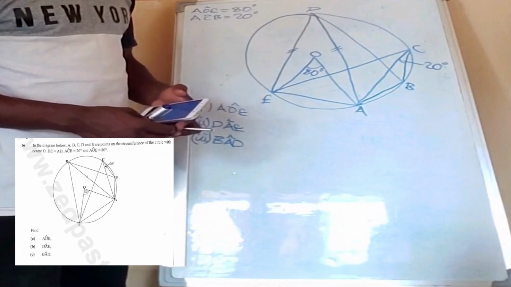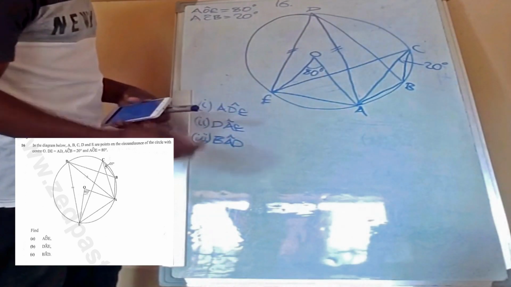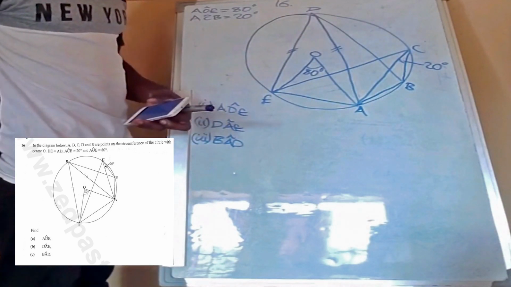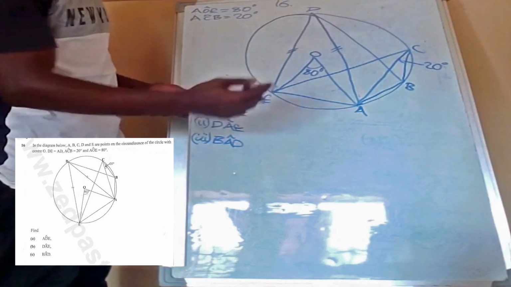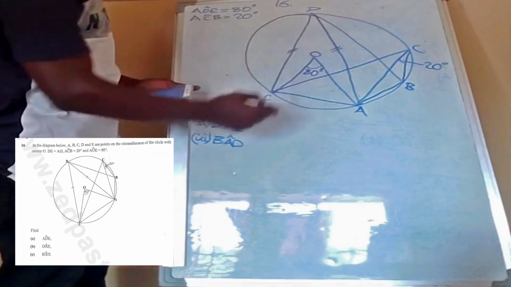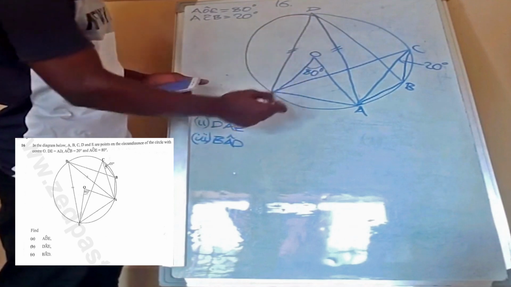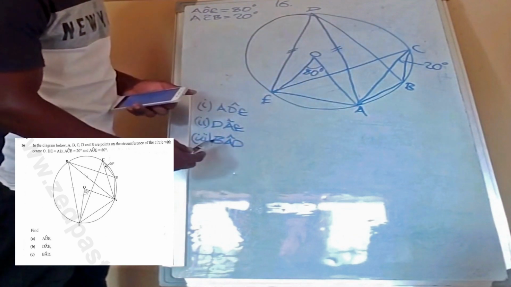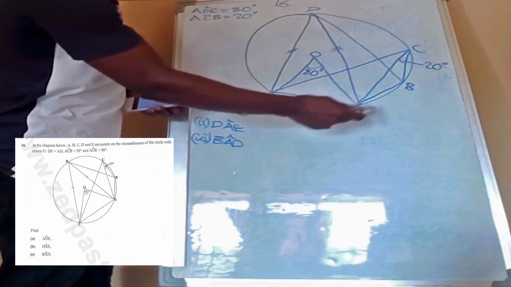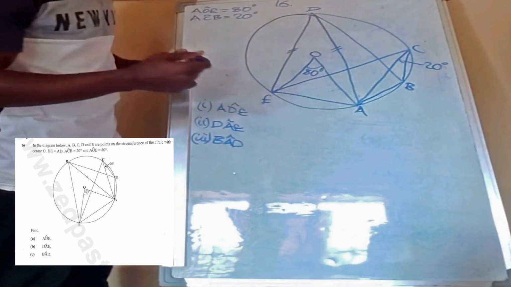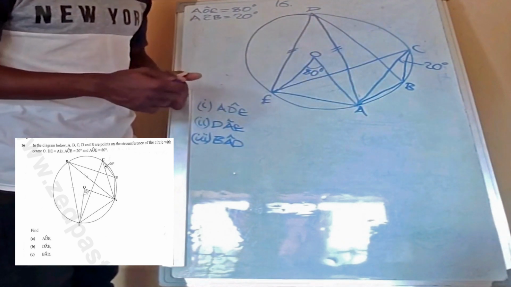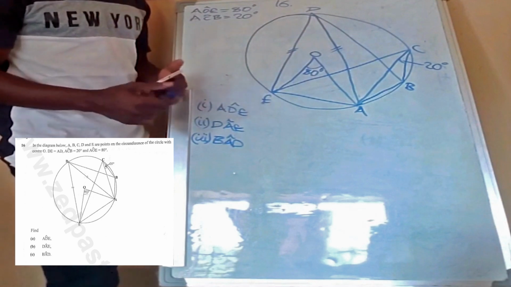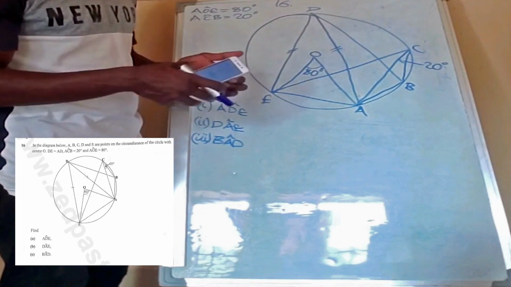On question number 16, the first question is asking us to find angle ADE. The second one is asking us to find angle DAE. And the third one is asking us to find angle BAD. So how do we work on such a question? How do we tackle it?